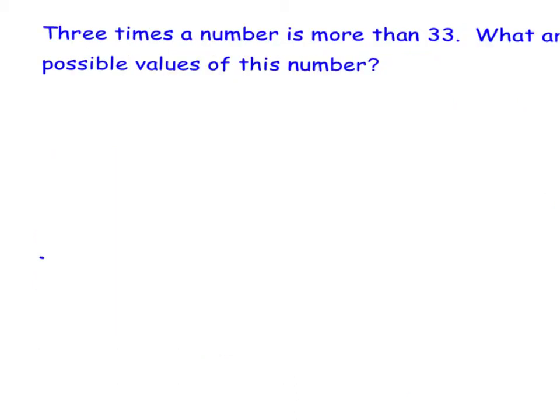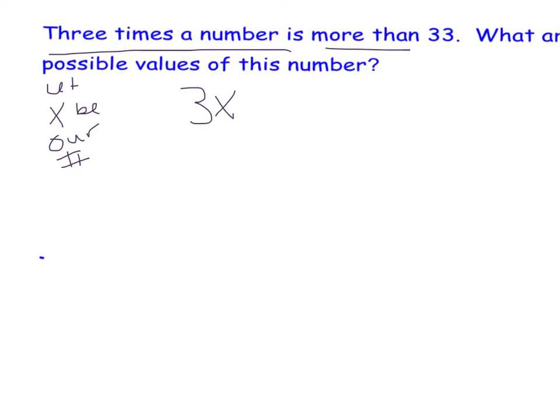Alright, one last example is one of these that you're just trying to find a number. So 3 times a number, we know what that looks like. So let x be our number. Don't forget your let statement. So 3 times a number we know looks like this. It doesn't say or equal to, so it's just going to be is more than 33.